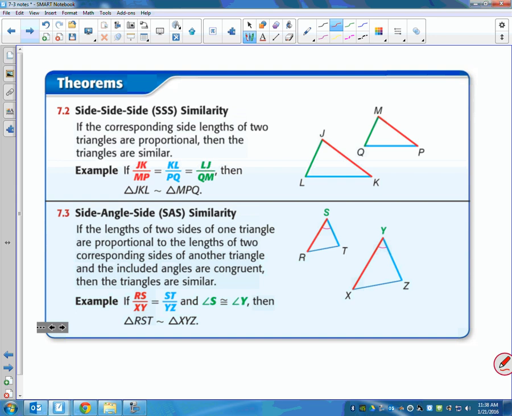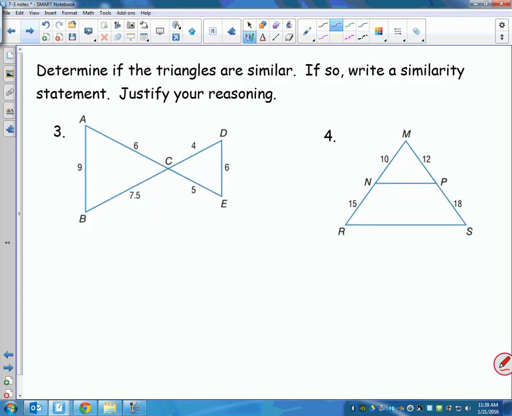So notice it's really specific here. RS over XY is the same as ST over YZ, right? So the two sides and the angle in between, right? Not angle side side, but side angle side. So again, lots of ways to prove things are similar. So I'm going to give you a minute to look at these and see what you can come up with.